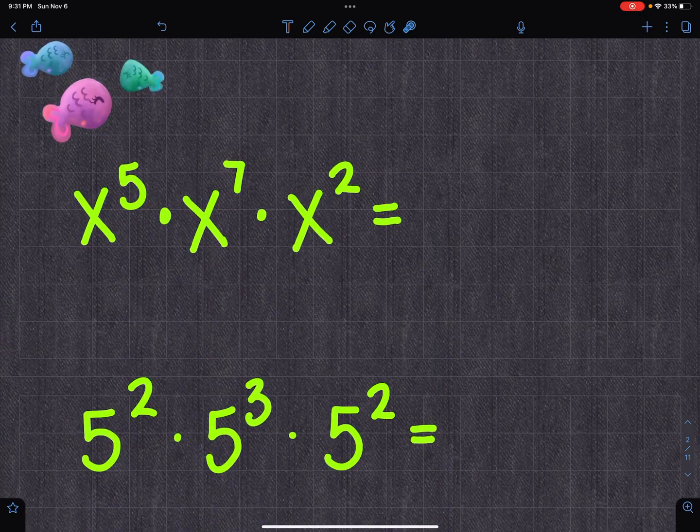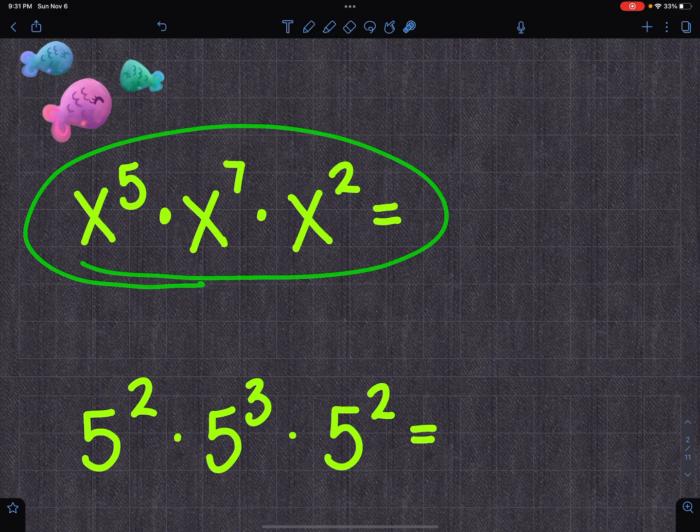Because here, let's check this out. What if you have a really complicated problem that looks like this?